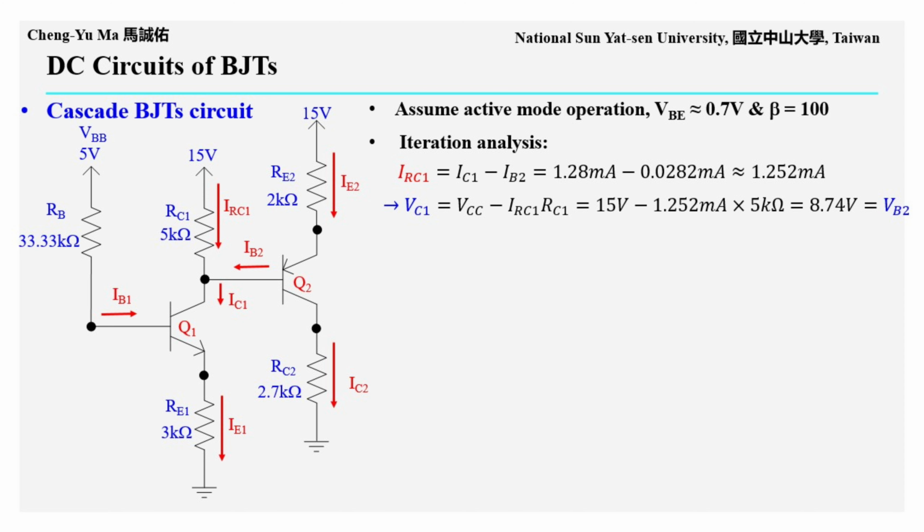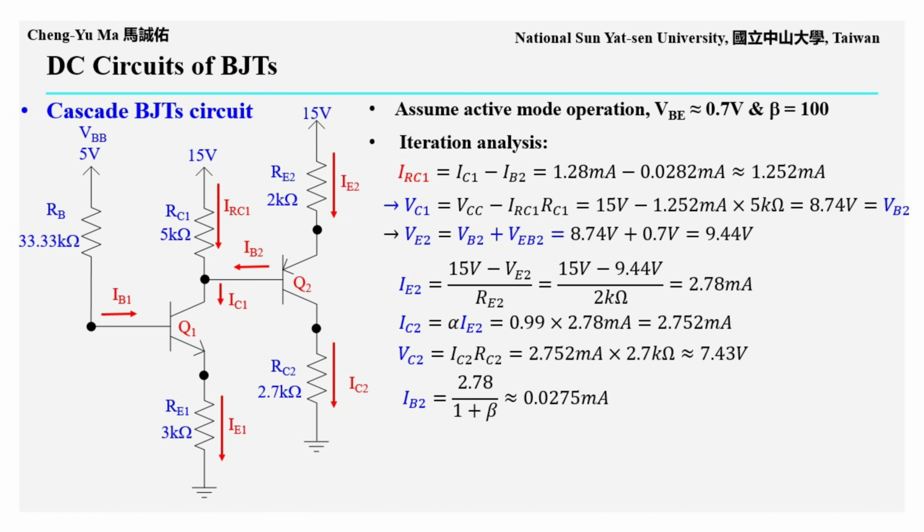Using the corrected value of IRC1 after one iteration, we can calculate the corrected VC1. VC1 equals VCC minus IRC1 times RC1. This is 15 volts minus 1.252 milliamps times 5 kiloohms, giving 8.74 volts. Since VC1 is shorted to VB2, this also updates the base voltage of Q2.